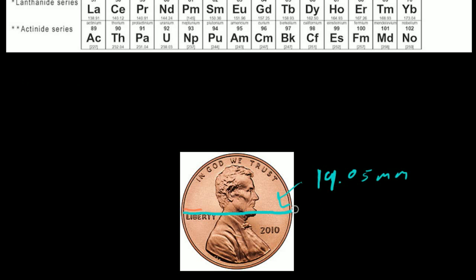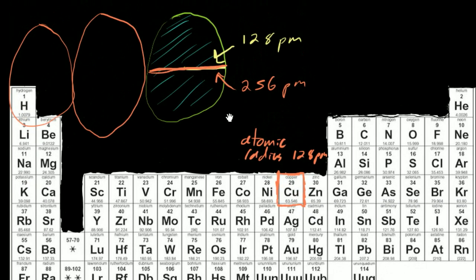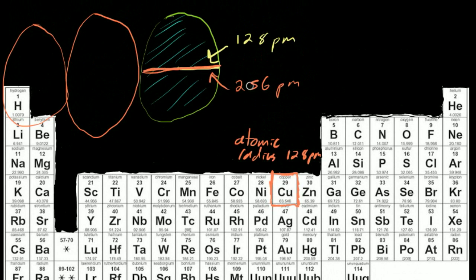So we know the diameter of this penny is going to be 19.05 millimeters across. And again, that's about the distance from one side of your pointer finger to the other side. What we want to do to this number is figure out how many atoms that is, because one atom is going to be 256 picometers.